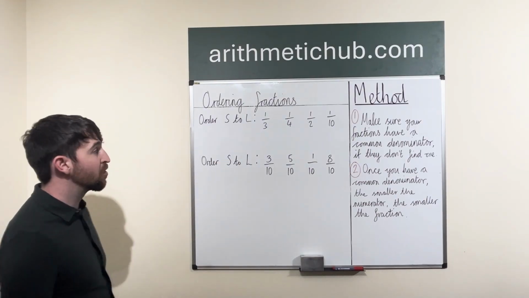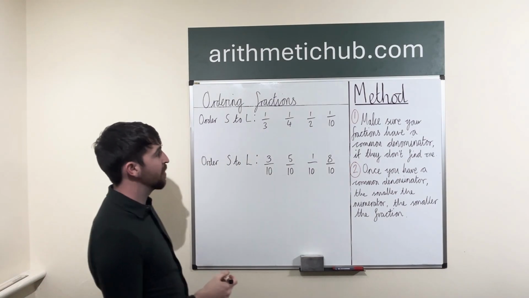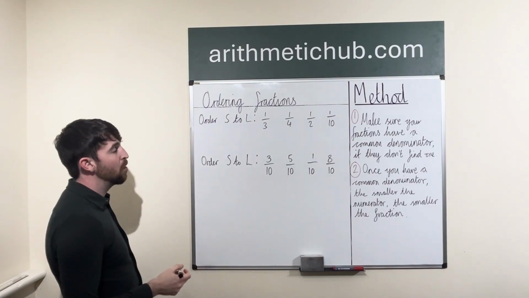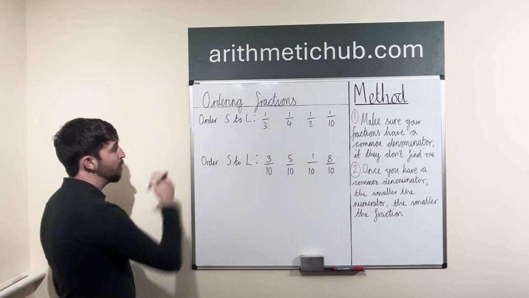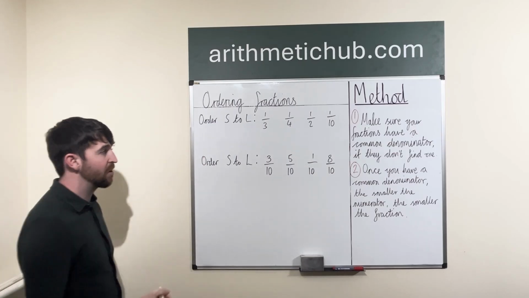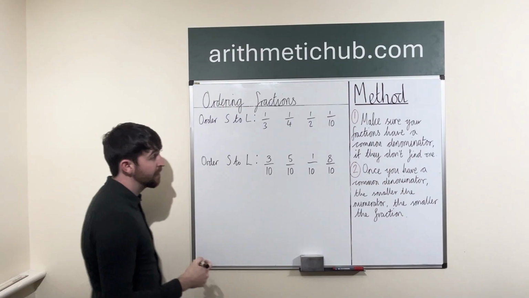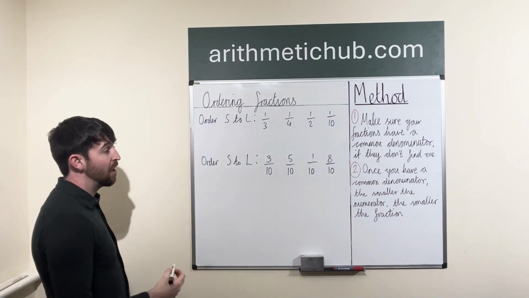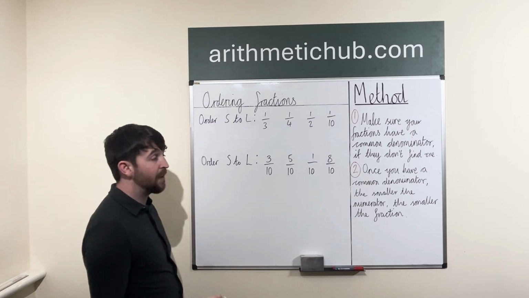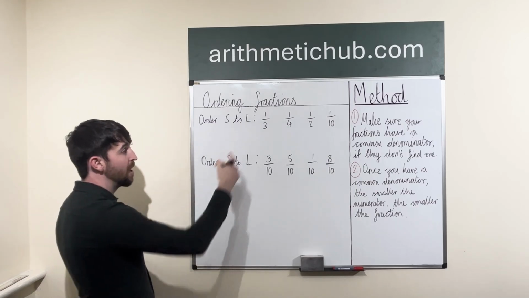Let's start off looking at this question now. We've got 1/3, 1/4, 1/2 and 1/10. We have to order them from smallest to largest. Now these have a common numerator, the numerator is the same. So all that means is, actually, we don't need to find a common denominator because the numerators are the same.